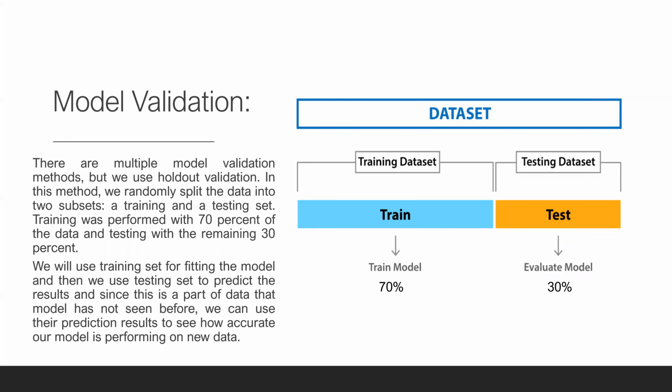We will use the training set for fitting the model, and then we use the testing set to predict the results. And since this is part of the data that the model has not seen before, we can use the prediction result to see how accurate our model is performing.